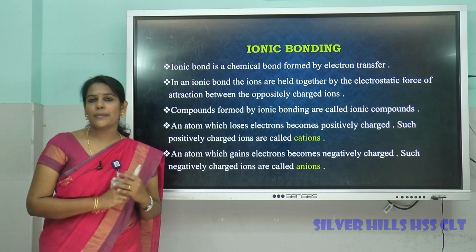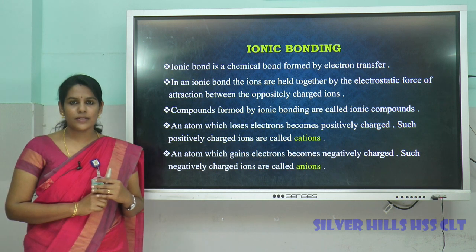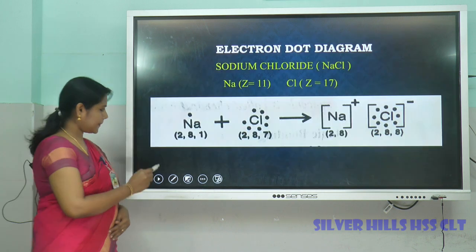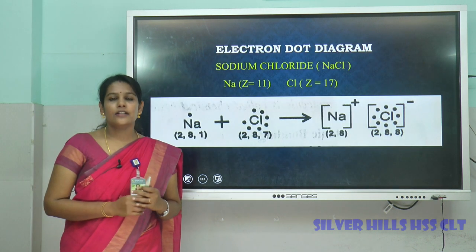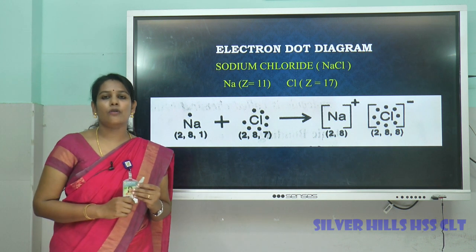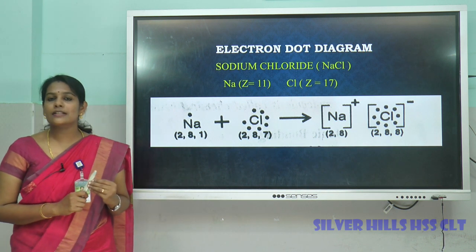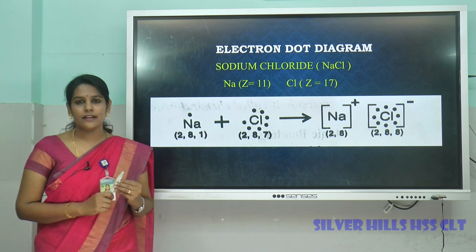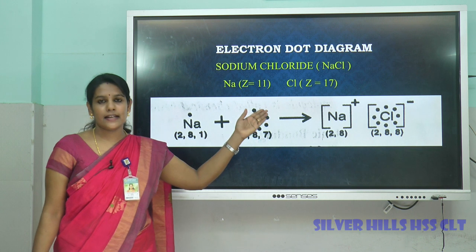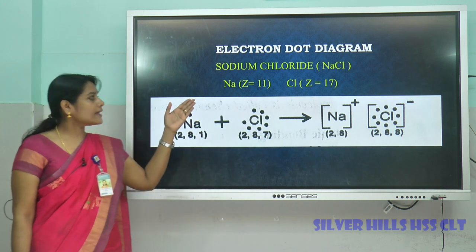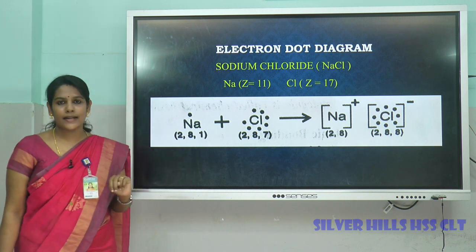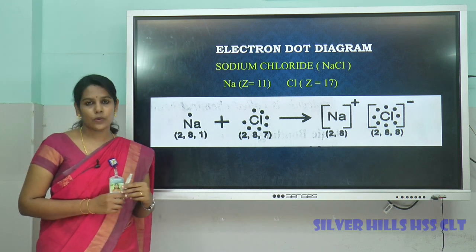Now, let us represent a few examples of ionic compounds using electron dot diagram. In this electron dot diagram, we will be representing only the electrons in the outermost shell, because only the electrons in the outermost shell will take part in chemical reaction. The first example we have is sodium chloride, that is NaCl, the common salt. In an NaCl molecule, we have two atoms, one is sodium and the other one is chlorine.